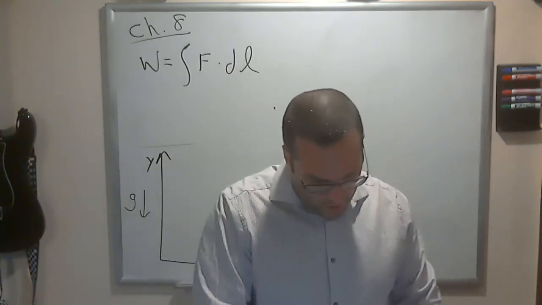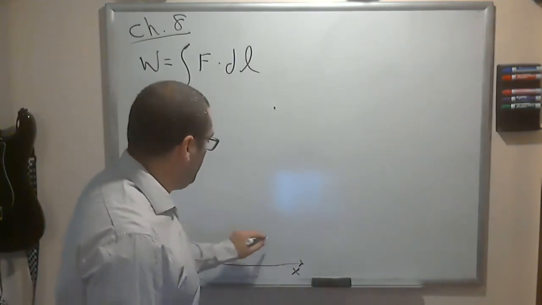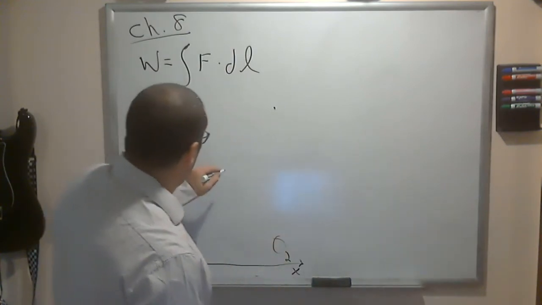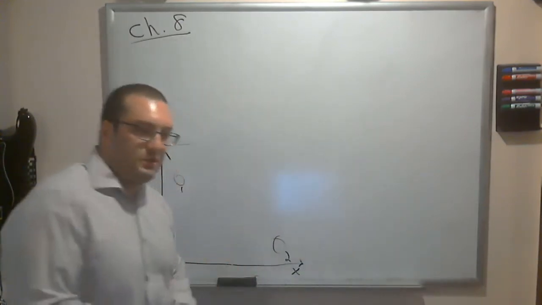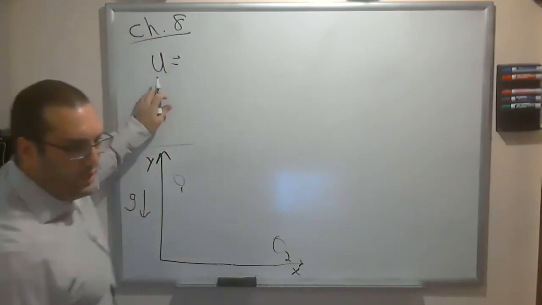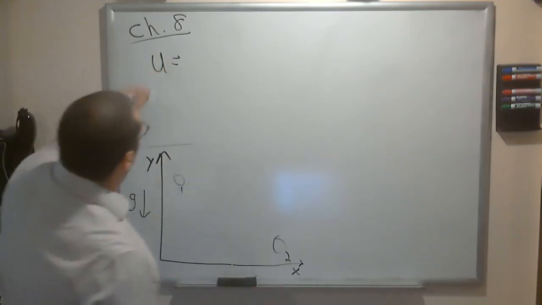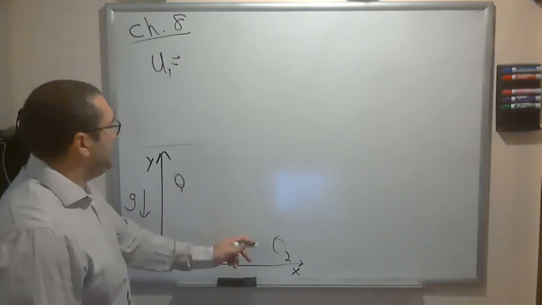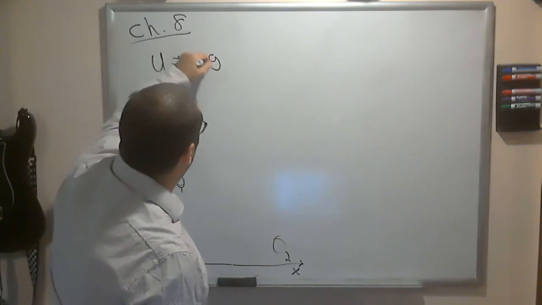So the change in potential energy, over here from 1 to 2. The way we define potential energy is we use this term U to represent potential energy. So U1 at this point. Let's say we start at this point and then somehow we move it to this point. So U1, the potential energy, would be mg.